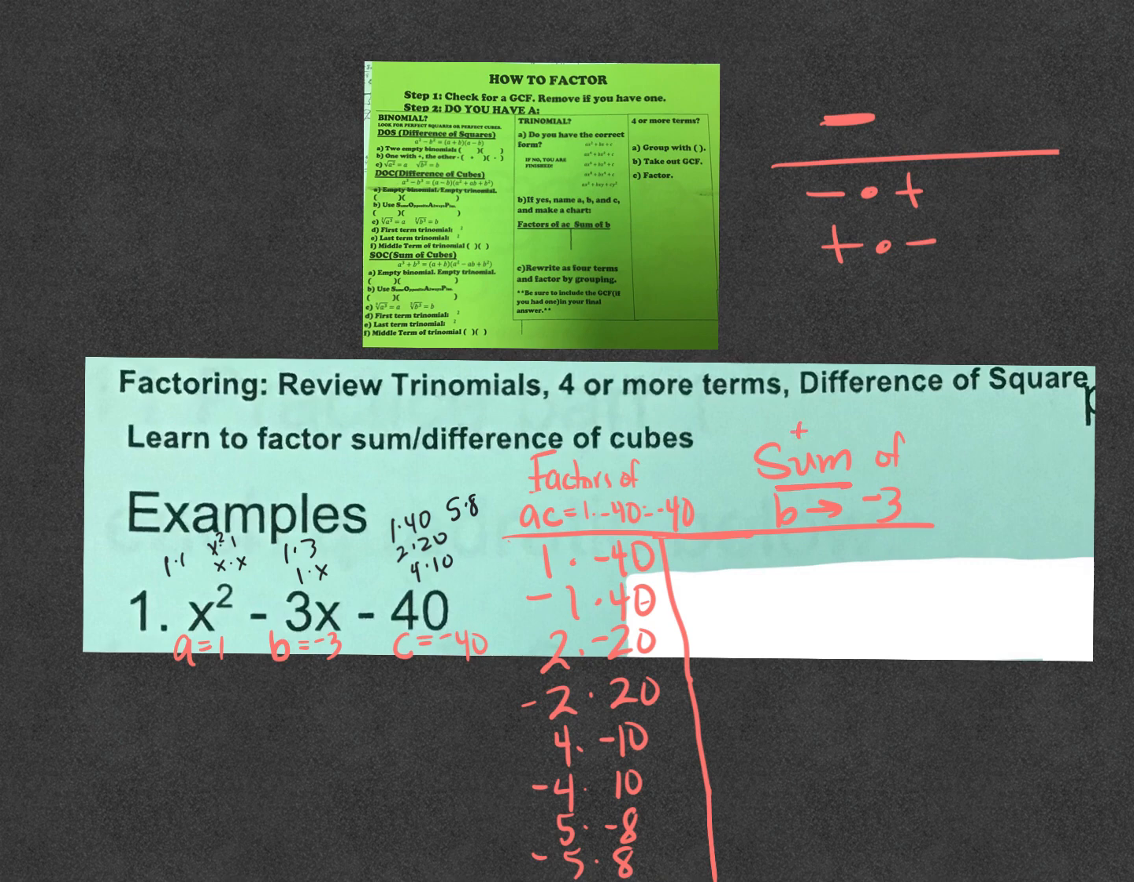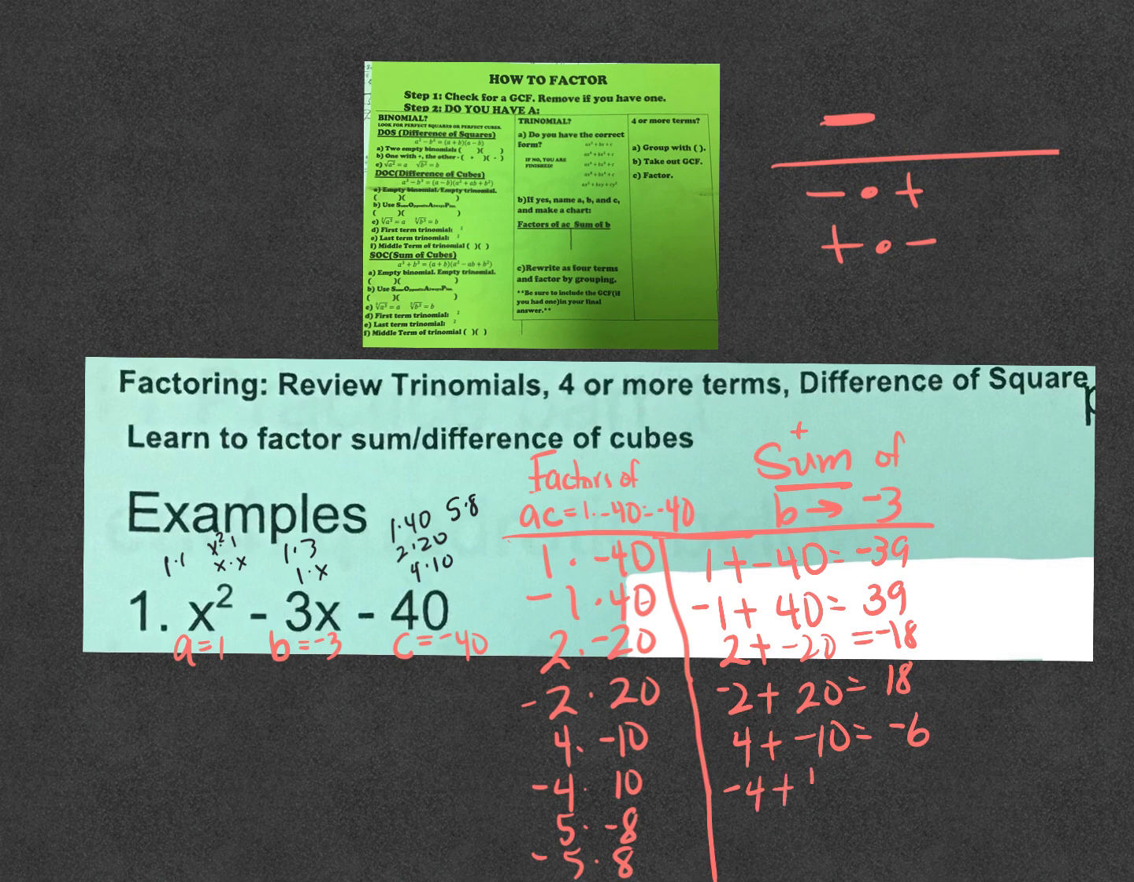Sum means to add. I want to add these two things together. That gives me negative 39. I want to add those two factors together. That gives me positive 39. Add the next pair of factors together. That gives me negative 18. Add the next pair of factors together. That gives me positive 18. And the next pair, that gives me negative 6. And the next pair, that gives me positive 6. And the next pair, 5 plus negative 8, that gives me negative 3. And negative 5 plus 8, that gives me positive 3.